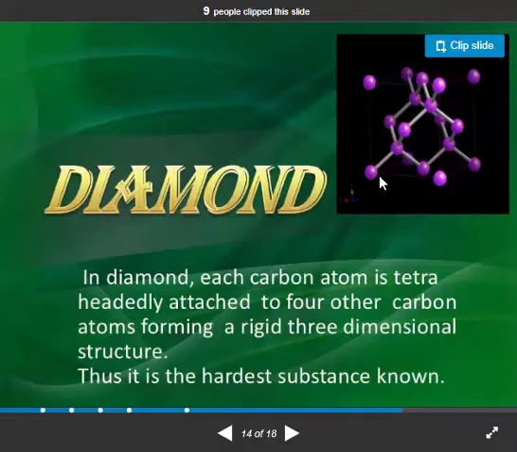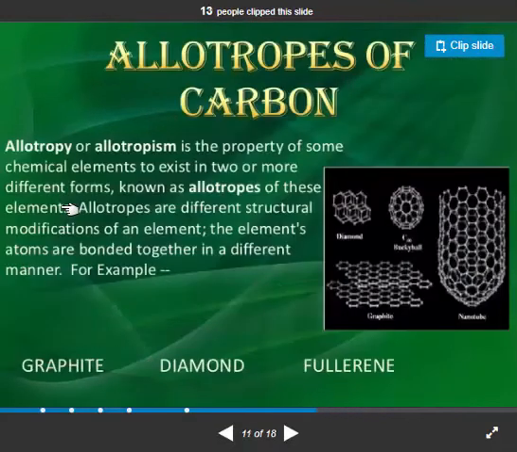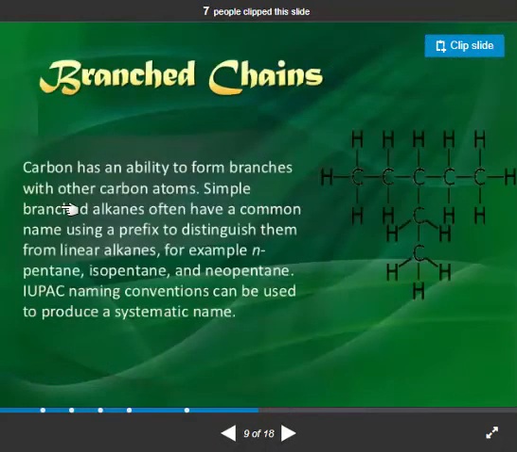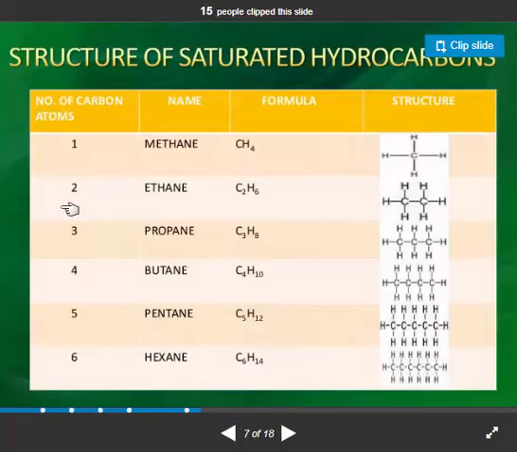What did we talk about here? We talked about the allotropes, which are the different structural arrangements of carbon, making it unique. Now we're going to talk about the organic compounds and the hydrocarbons.